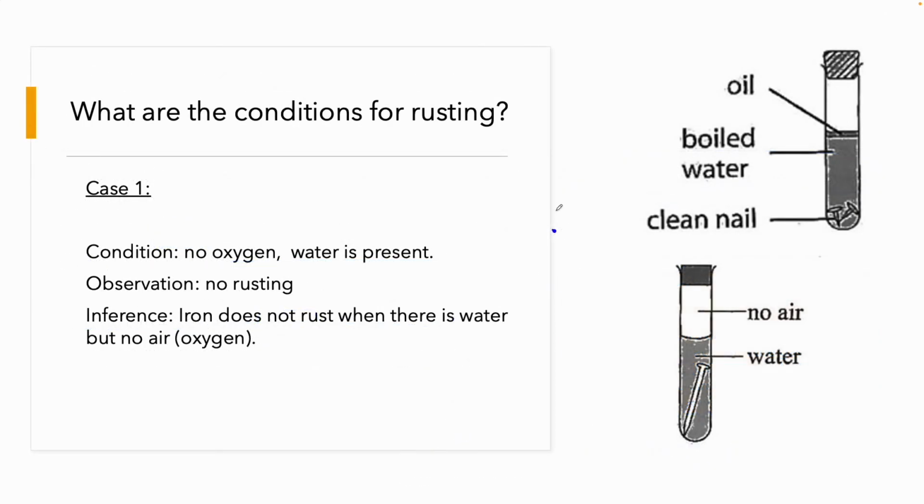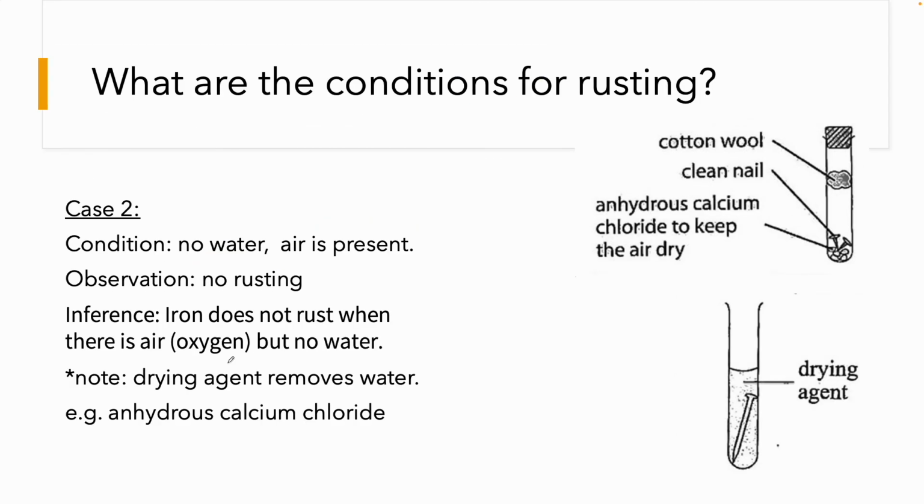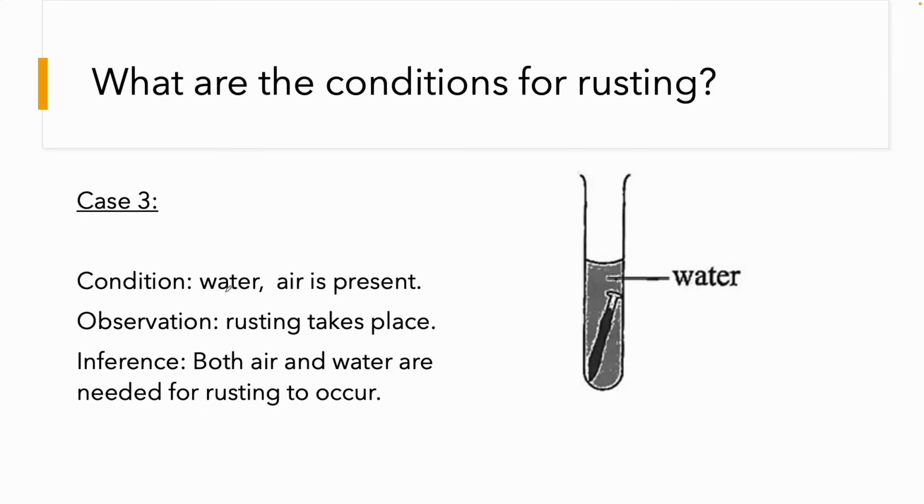Okay, we have come to the last part, the process of rusting. We have to investigate the conditions for rusting. So there are a few cases here. In the first case, there's no oxygen and water is present, then iron does not rust. In the second case, you have no water and air is present. Rusting doesn't happen either. Then in the third one, you have water and air present and rusting takes place. So the criterion for rusting is having air and water at the same time.